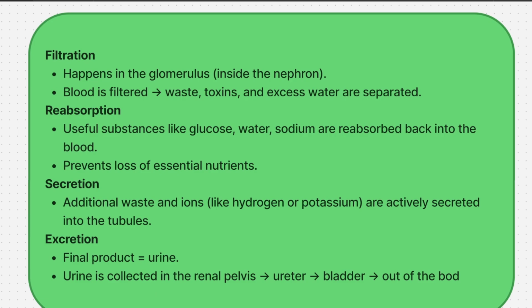So we filter the blood. It happens in the glomerulus, as we said, inside the nephron. So the blood is filtered. It removes the wastes, toxins are removed, and excess water is separated. And then this filtration here isn't very selective, and this is the problem.